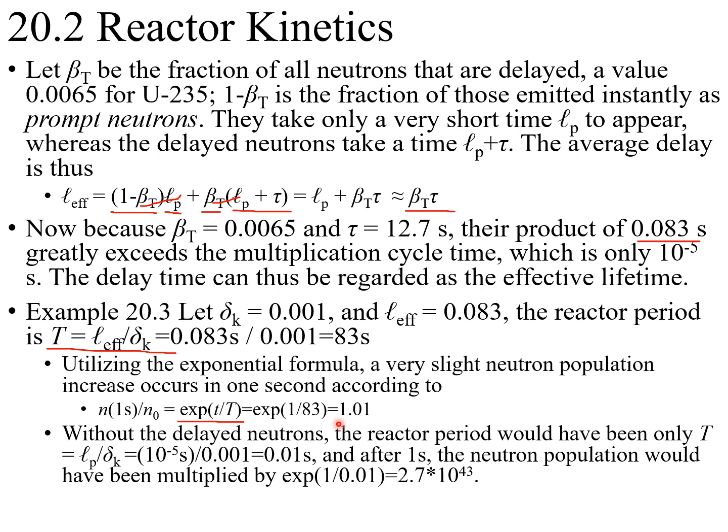Now, for comparison, if we consider only the prime neutron, so we remove all the delayed neutron. In that case, the reactor period T is equal to Lp, prime neutron lifetime, which is 10 to the negative 5 seconds, over the same delta K. We get 0.01 seconds. Then, after 1 second, you will see that the neutron population has been multiplied by a very huge number. In that case, the reactor behaves very rapidly and we will not be able to control it.